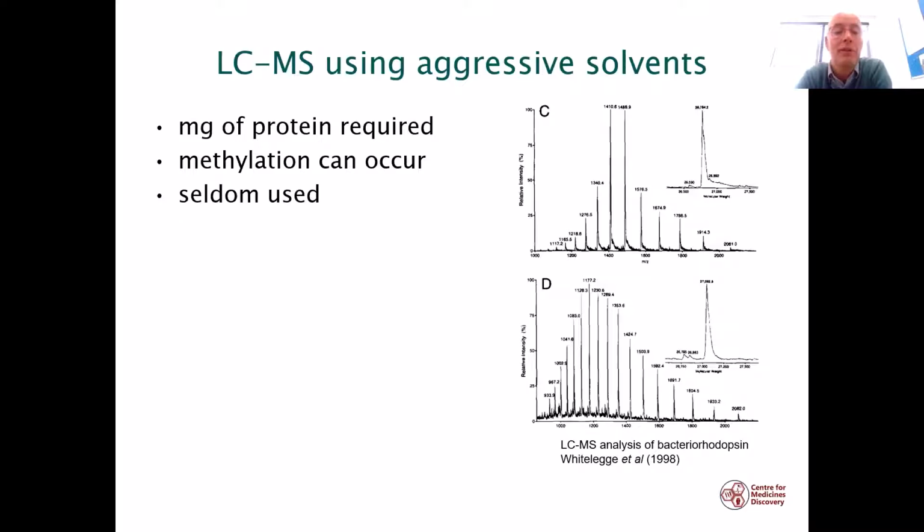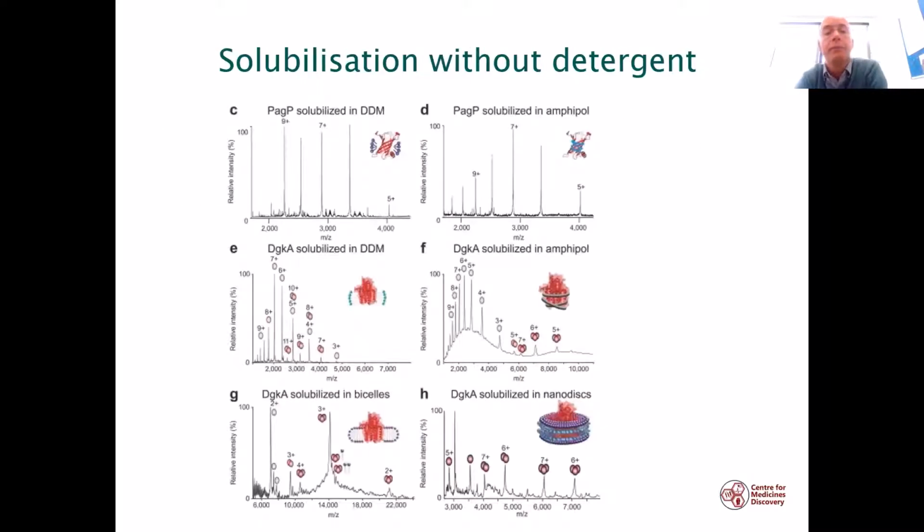One thing that can happen is in the presence of these solvents, you can get methylation. I would say this method is very seldom, if ever, used, but it was one of the first methods for doing this. I mentioned that there are different ways of solubilizing membrane proteins without detergent. So here are some examples of mass spectra. This one is dodecylmaltoside, a standard detergent that's used in membrane protein extraction and analysis.